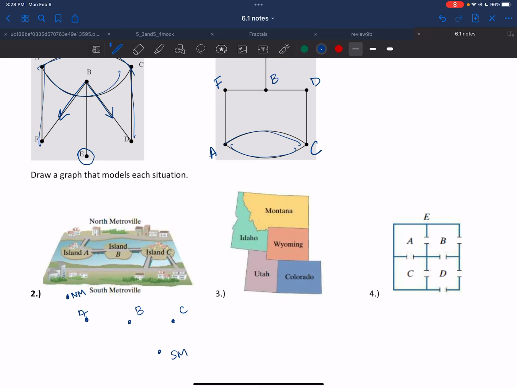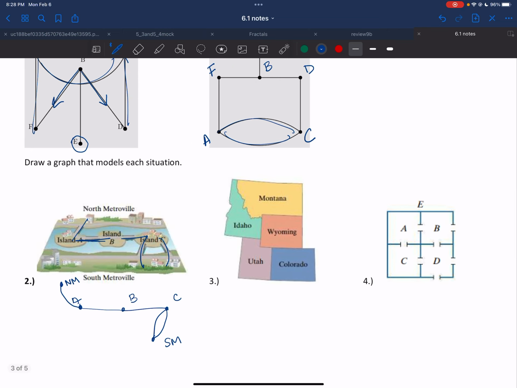So you should have a connection between A and B because we have a connection between those islands, between B and C. Now C connects to South two ways, so we have a double path there. And then A connects to North Metroville. So there's your graph on that one.